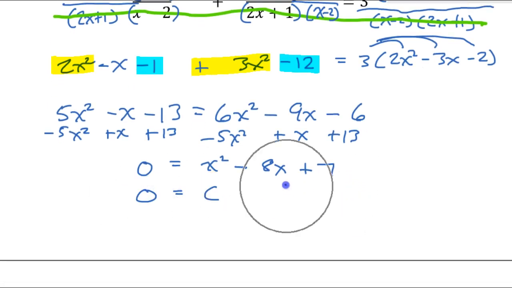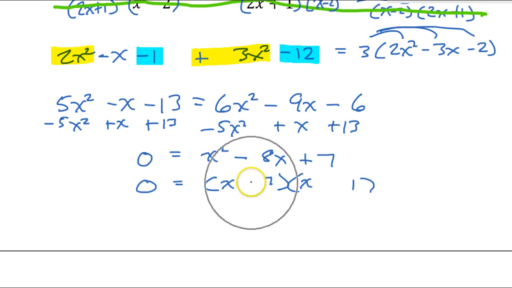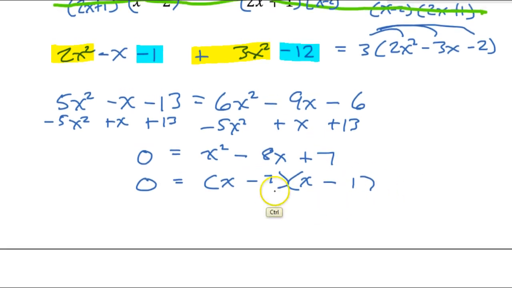So hopefully this will factor. That'll be really satisfying after all this work. Okay, so I've got x and x. 7 and 1 is the only way to go. They've got to be minus and minus to make negative 8, and it also gives me positive 7. Negative 7 times negative 1 is positive 7. Whew! It means I must have done all that right.